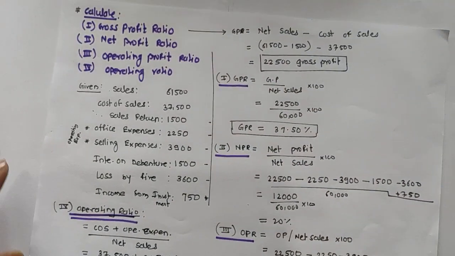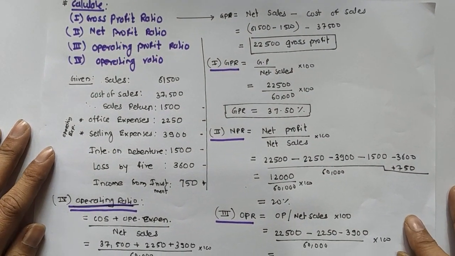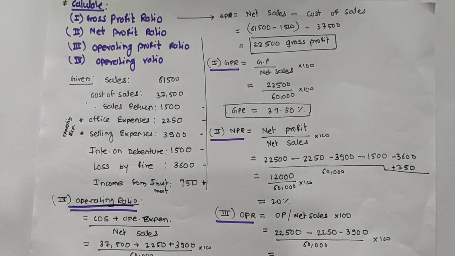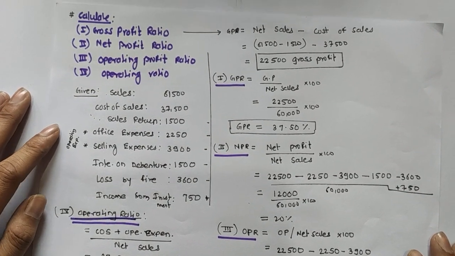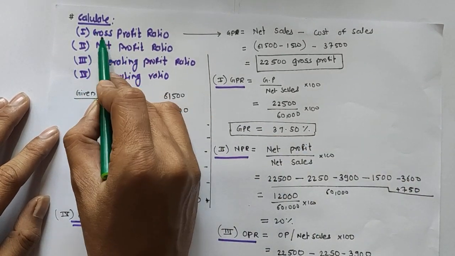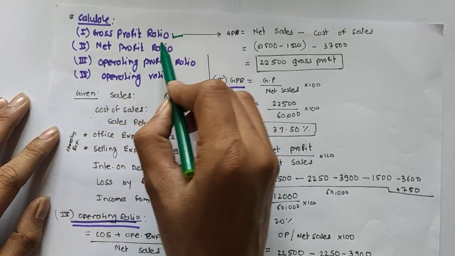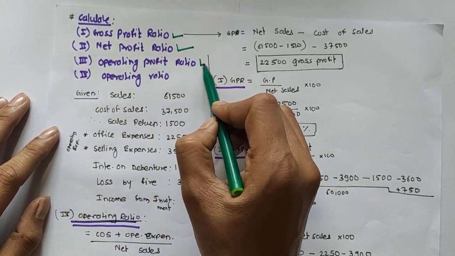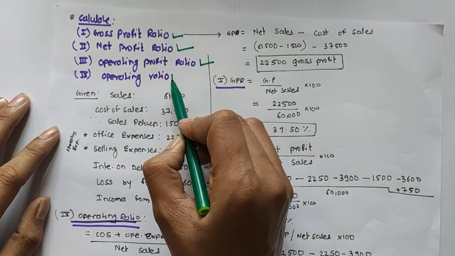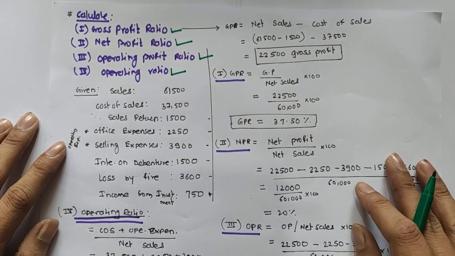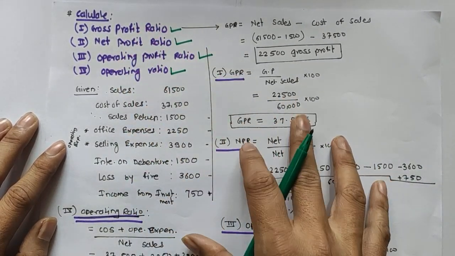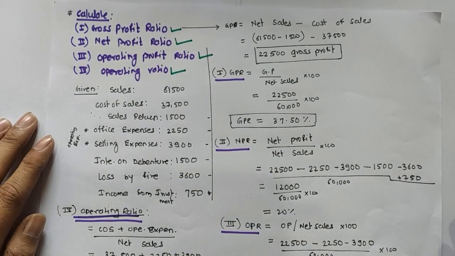Okay friends, we will move to the next numerical, and here we are taking a more complicated numerical, and this is very good because in this numerical we have to calculate all. See friends, here you can easily see the next numerical. See what they are saying. We have to calculate the gross profit ratio, net profit ratio, operating profit ratio, and operating ratio. That means if you study this numerical only, you can come to know that all profit ratios are covered in this numerical, right? So moving to the next.